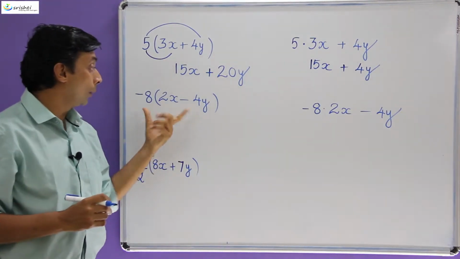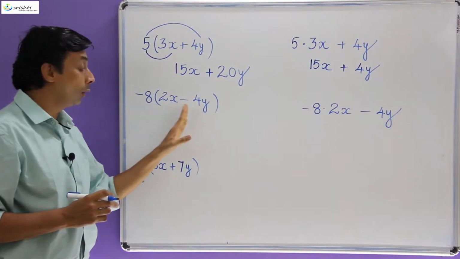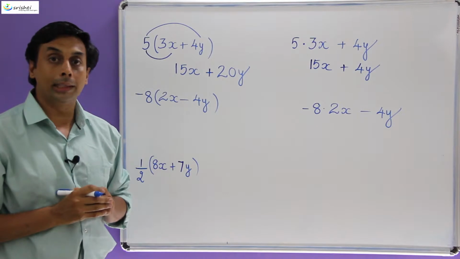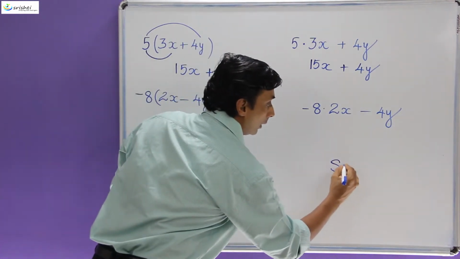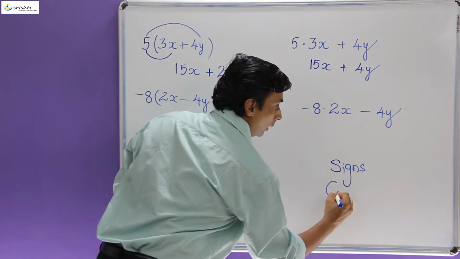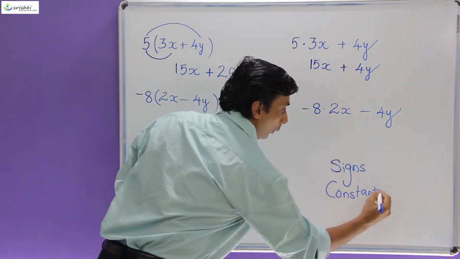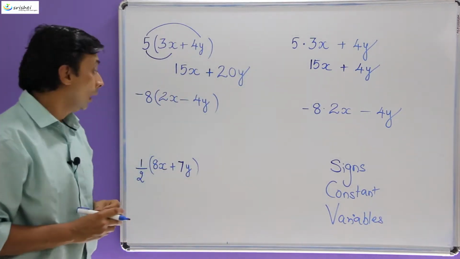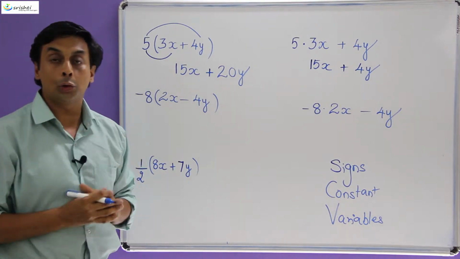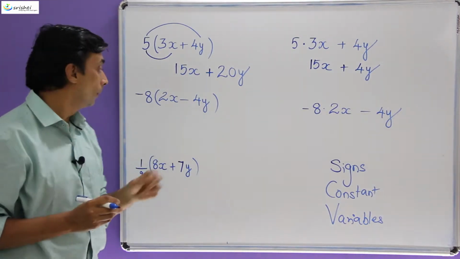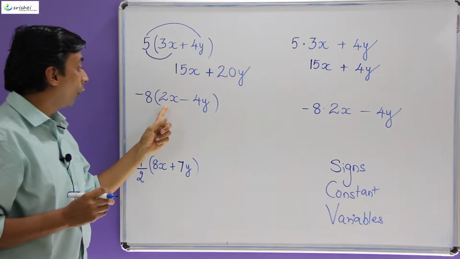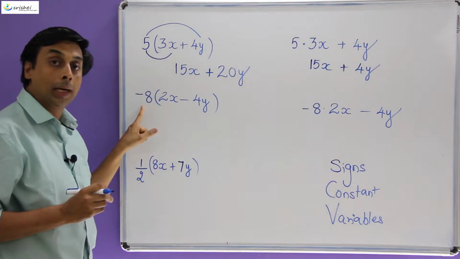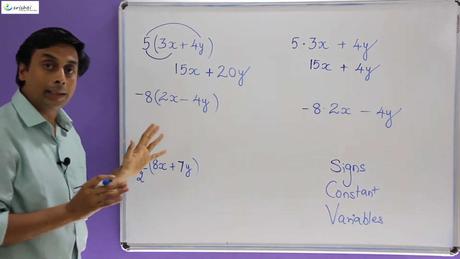Now let's take a look at this particular problem. Minus 8 times 2x minus 4y. When you open up the brackets, always remember the technique, which is signs, constants and variables, right? So let's understand what this particular technique is. Now when you open up these brackets, the first thing that you should evaluate is the sign of the number. Now since there is a bracket for 2x minus 4y, it basically means the whole of 2x minus 4y is getting multiplied with minus 8. So let's evaluate the sign first.